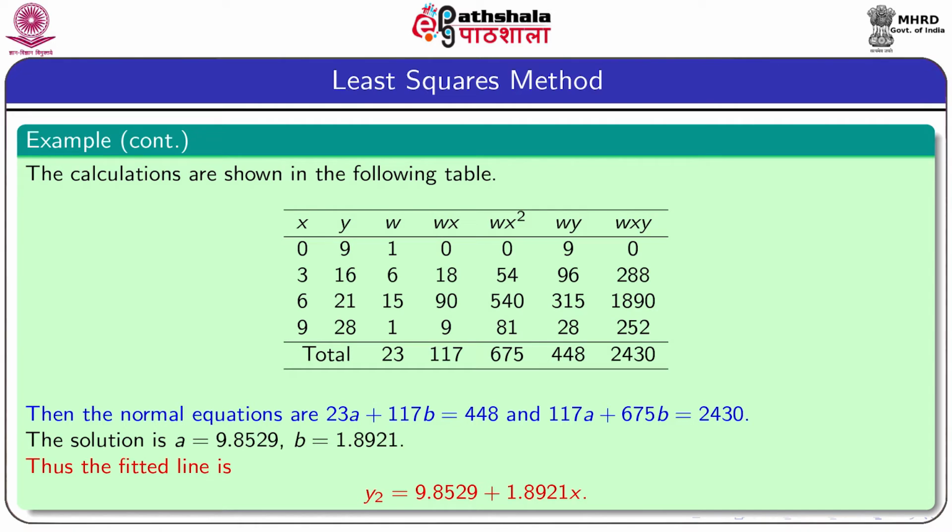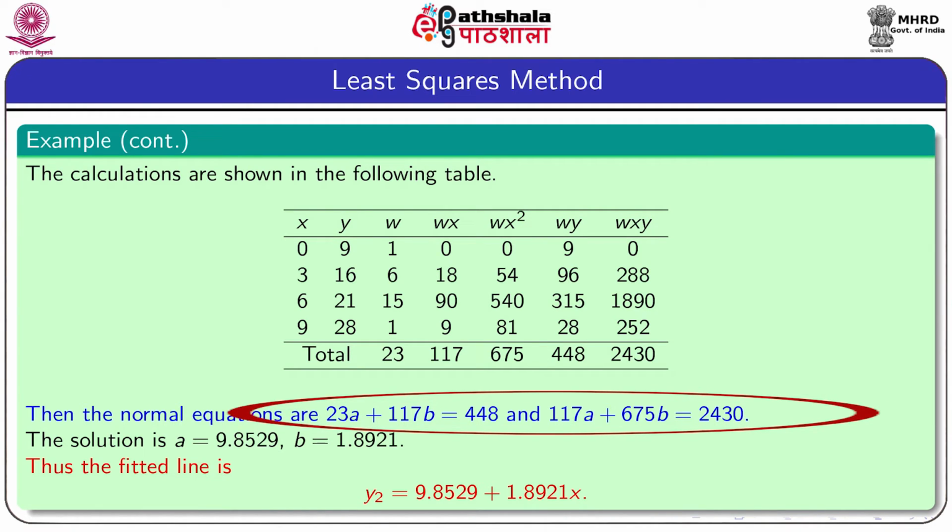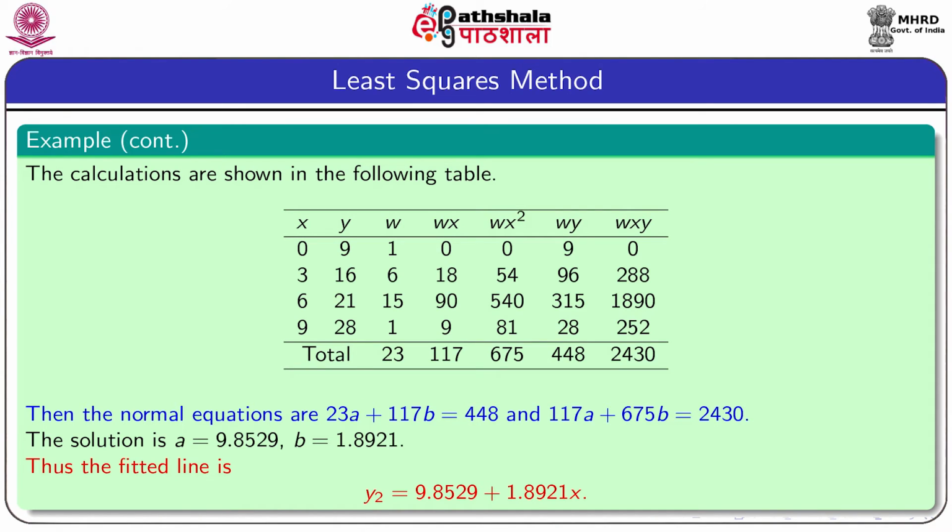2430. So using these values we obtain the normal equations, which are 23a plus 117b equal to 448, and the second equation is 117a plus 675b equal to 2430. The solution of these equations is a equal to 9.8529 and b equal to 1.8921. Thus the fitted line, denoted by y2, is equal to 9.8529 plus 1.8921x. So this is the fitted curve for the second problem.